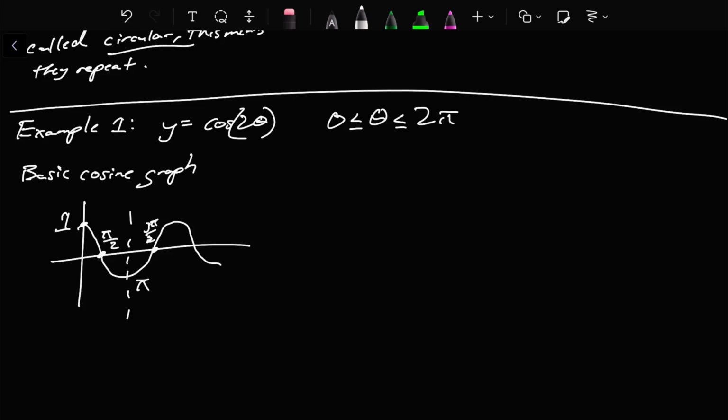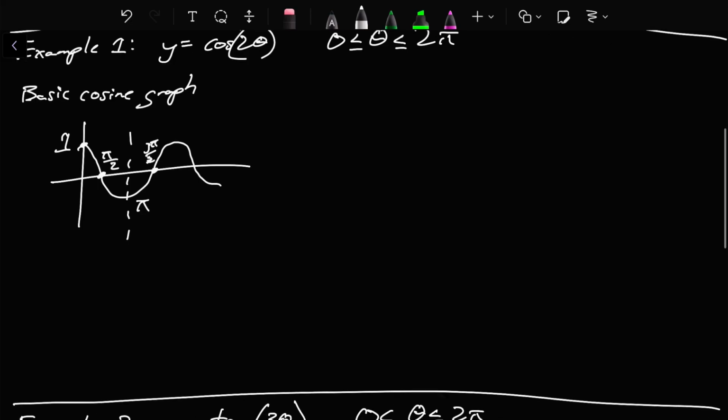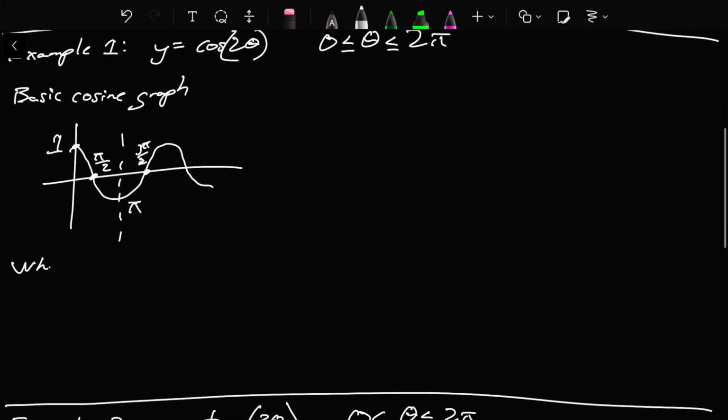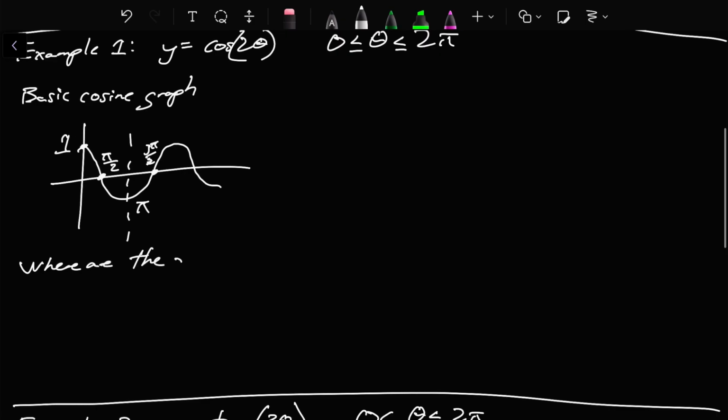Okay, sort of waves. So we can recognize this a couple of different ways. I'm going to do them both just to give you an idea of what's going on. We'll do the algebraic approach, and then we'll have a look at what I like to call the transformational approach. So the algebra of it is we need to figure out where the x-intercepts are.